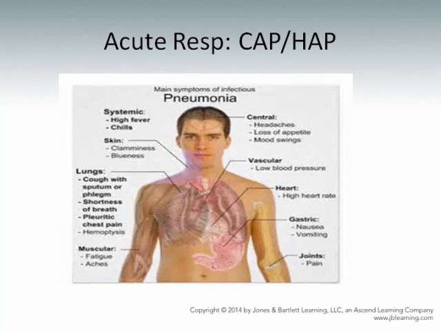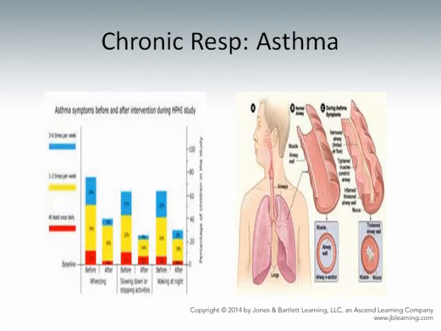And then just briefly, if somebody comes in with acute respiratory distress, you think of pneumonia, community acquired, hospital acquired. There's lots of scales out there that tell you when to hospitalize, when not to hospitalize. But your goal, when somebody comes in with acute respiratory distress, is to determine: is pneumonia on your differential?